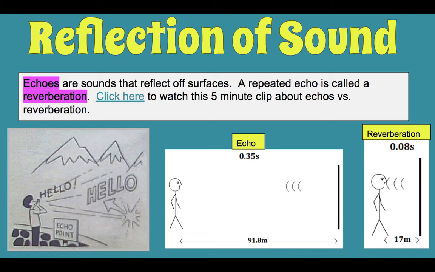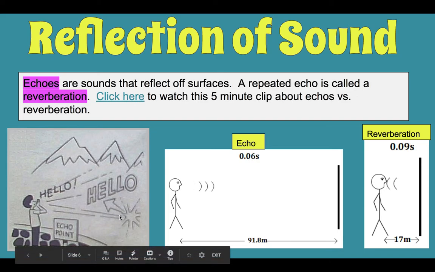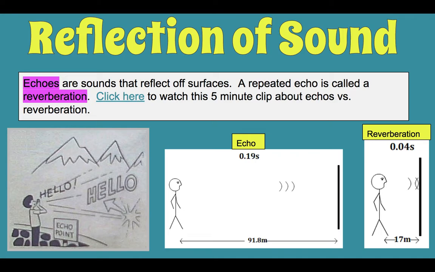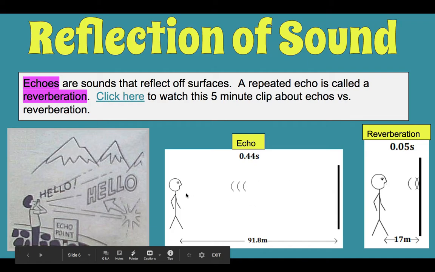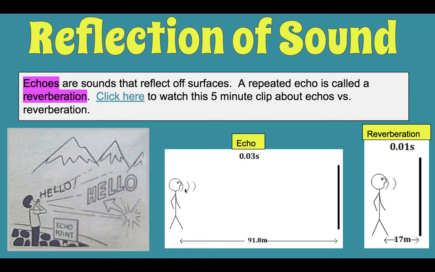The next thing we're going to talk about is the reflection of sound. Echoes are sounds that reflect off surfaces. I know everybody has heard an echo. Like in this picture, when you're in a canyon, you say, hello, hello, hello. That is an echo, right? Here's an echo. It takes about 3 seconds to reflect off the surface, and then it comes back to you: hello, hello. That's an echo.